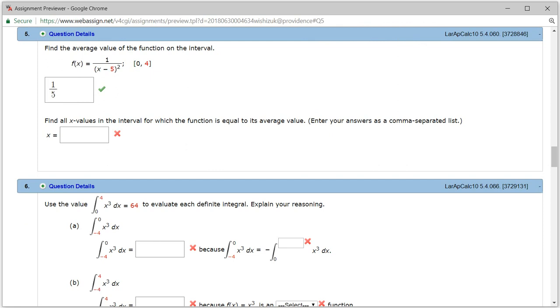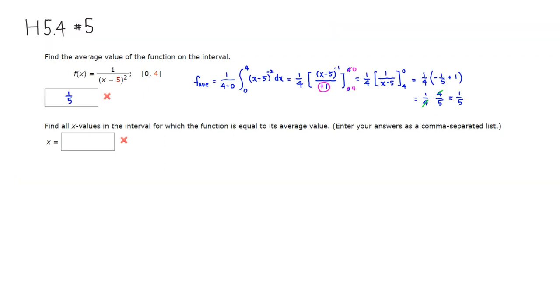Now we want to find all x values in the interval for which the function is equal to the average value. So all we have to do is set the function, f of x, which is 1 over x minus 5 squared, equal to the average value, which is 1 over 5.